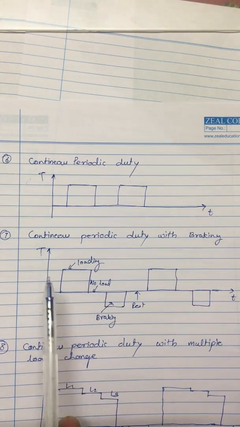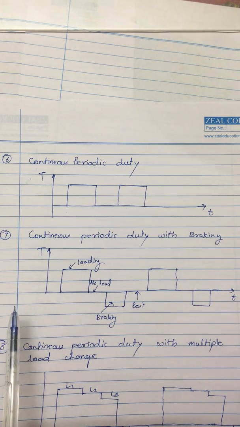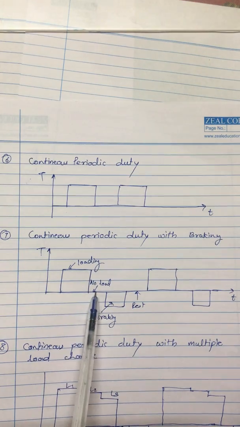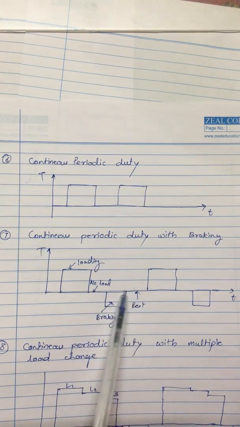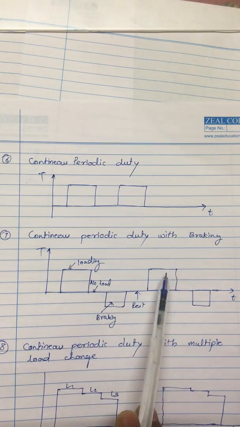The next type is continuous periodic duty with braking. In this case the motor goes from load to no load, load to no load, then braking, and there will be a rest period, and the repetition of this takes place further.